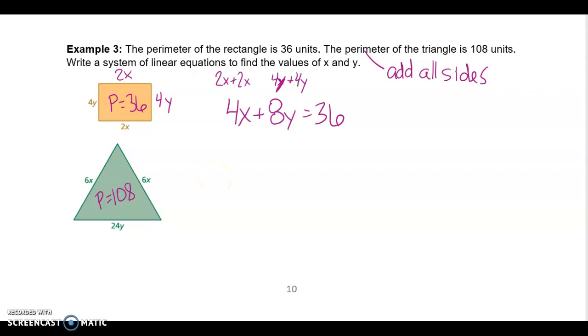I'm going to do the same down here. I'm going to go ahead and combine my like terms. 6x on the left, the 6x on the right make 12x, plus the 24y on the bottom. And that covers all 3 sides of that triangle, and that is equal to 108. So we have written a system of equations. A system is just 2 or more equations. We've got that. We are good. Good work.